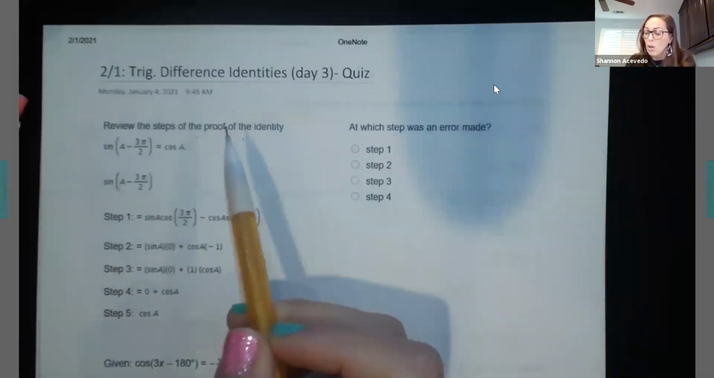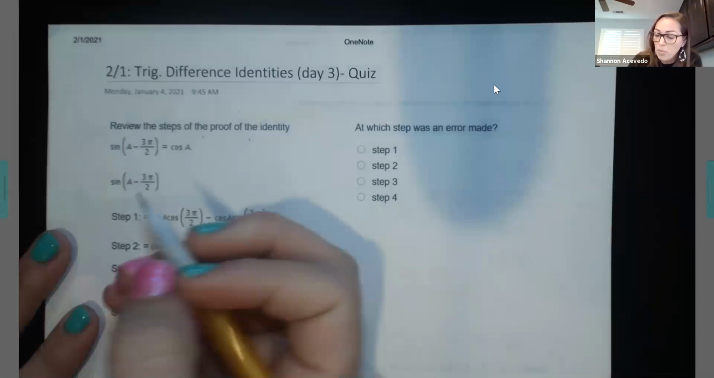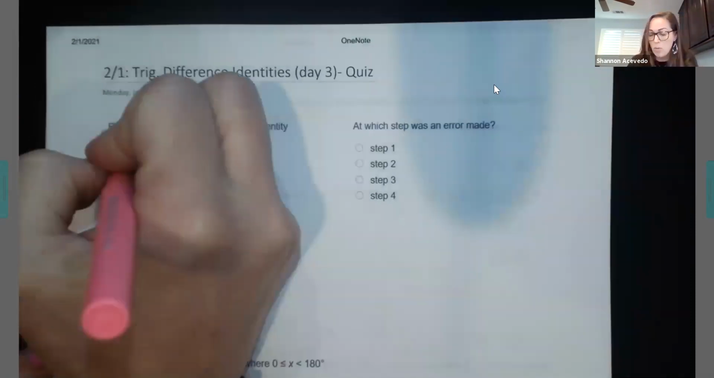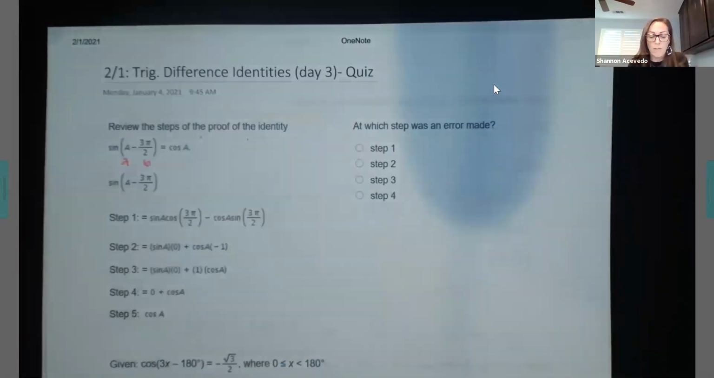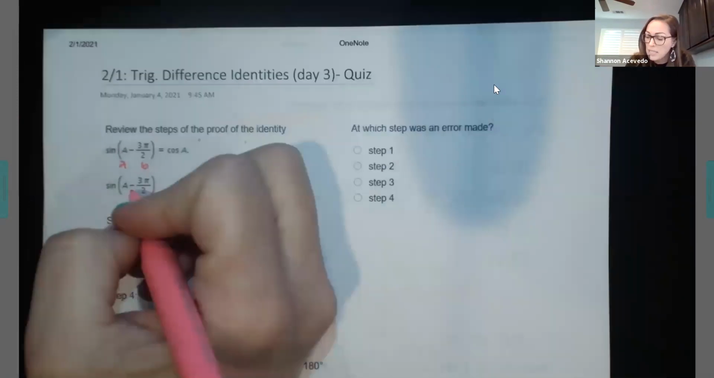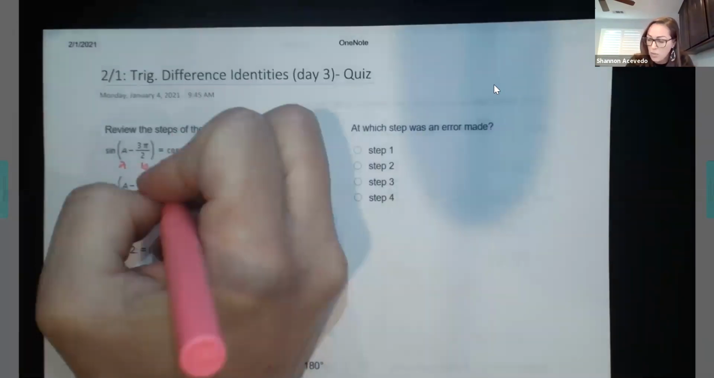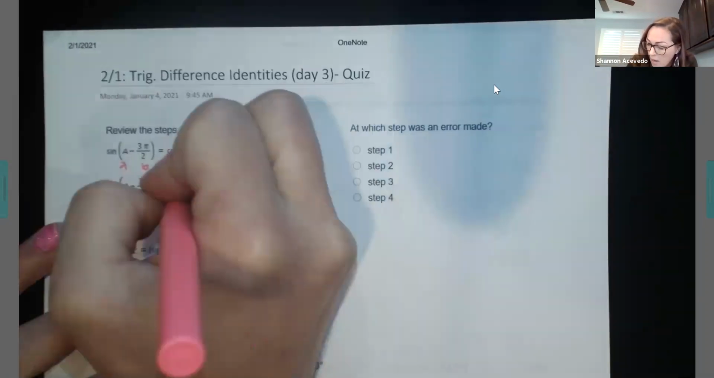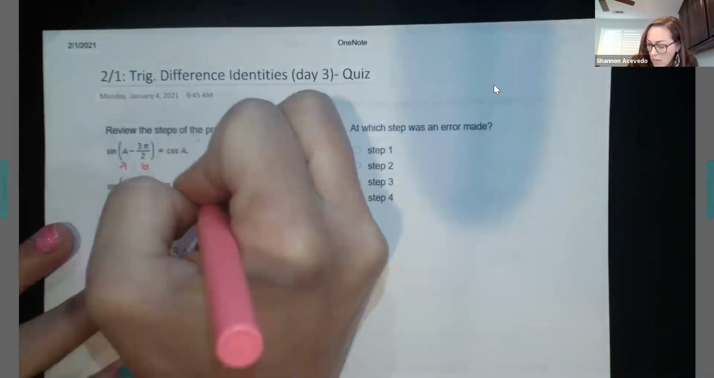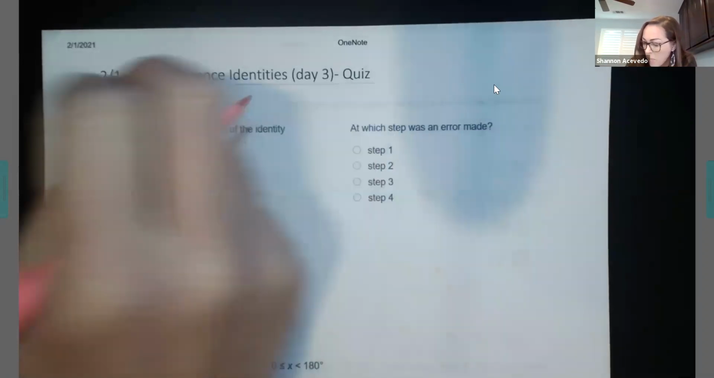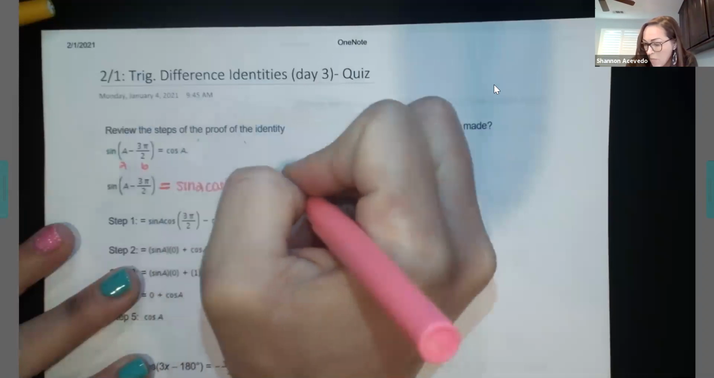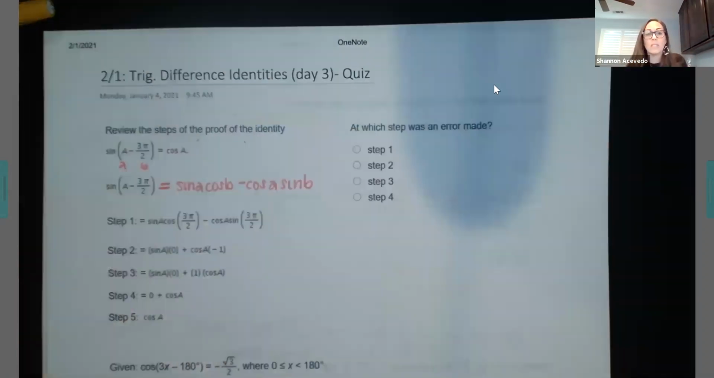So remember that when we talk about these formulas, this can be your A value and this is your B. So when we plug it in, remember that the formula for this, I'll go ahead and write it out, is that if this is minus, then the formula says it's going to be equal to sine of A cosine of B, and then it's going to be minus cosine of A sine of B. This is just the formula for difference of sines.